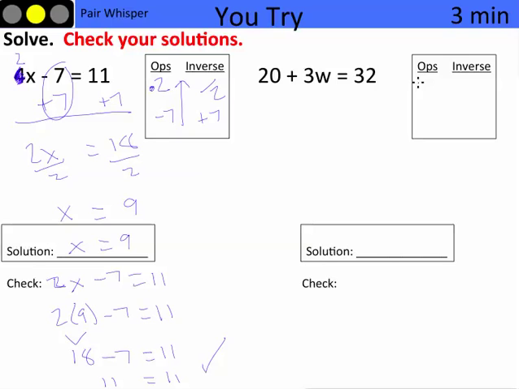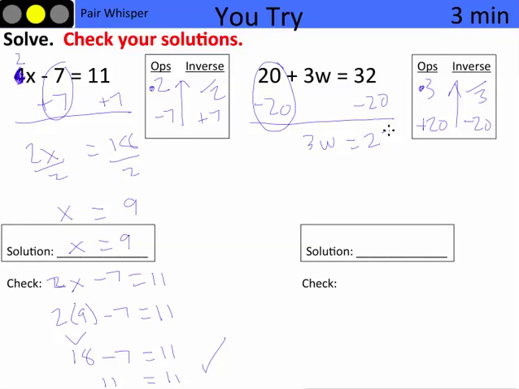Over here, w is being multiplied by 3 and added by 20. So let's do the inverses. Subtract 20 and divide by 3. I'm going to subtract 20 from both sides. If we subtract 20 from both sides, we end up with just 3w equals 32 minus 20 is 22. Oh, sorry, 12. Everybody makes mistakes. And so we're going to divide both sides by 3, and we get w equals 4.